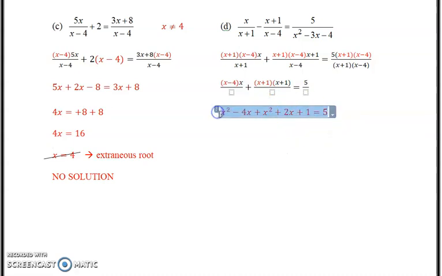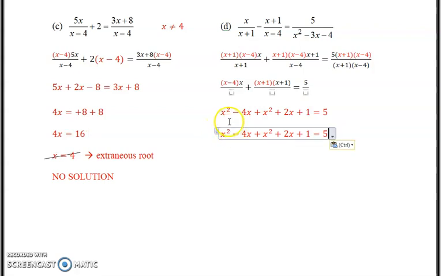Alright? So yeah, you're saying, no, we're going to get a quadratic here, and you'd be right. So x squared plus x squared is 2x squared. Negative 4x plus 2x is negative 2x. I know you thought the quadratics were gonzo, but they're not. And then take the 5 over, so we subtract 5 from both sides, and we get negative 4. And we subtract 5 from both sides, we get 0.